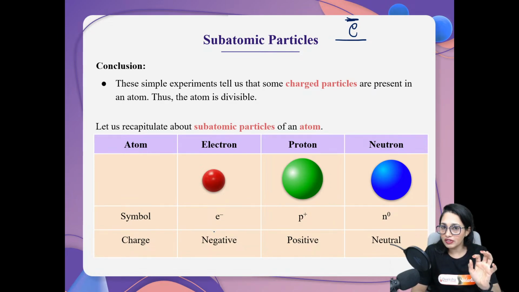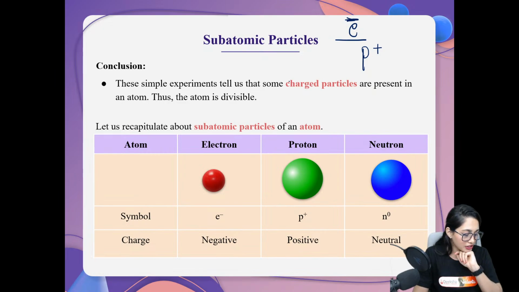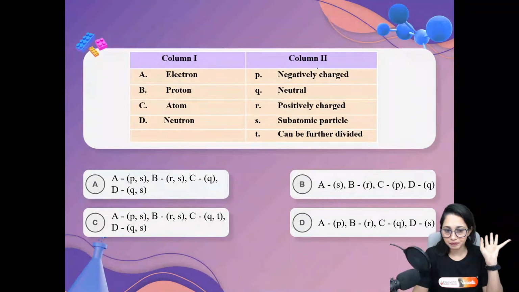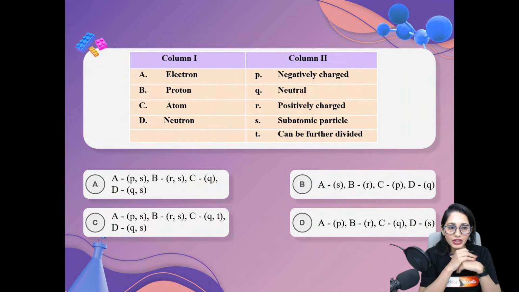Proton is a positively charged subatomic particle. We represent proton by writing P plus. Neutron, the name itself suggests, is neutral in nature. It doesn't possess any charge, neither positive nor negative. So it has a neutral charge, zero charge. It is neutral.